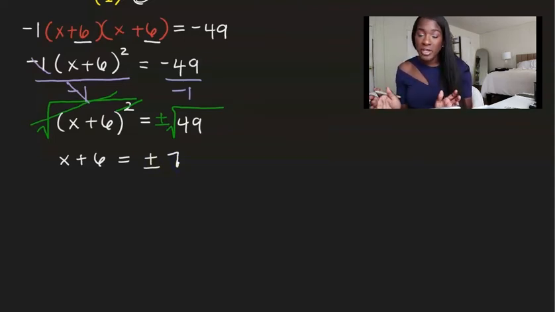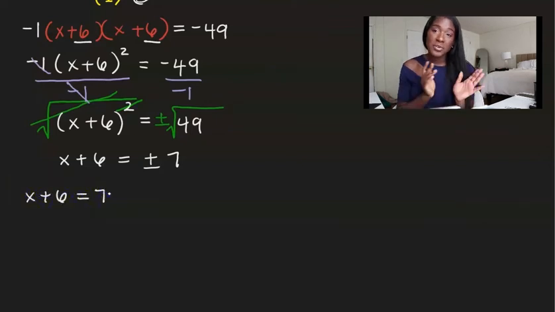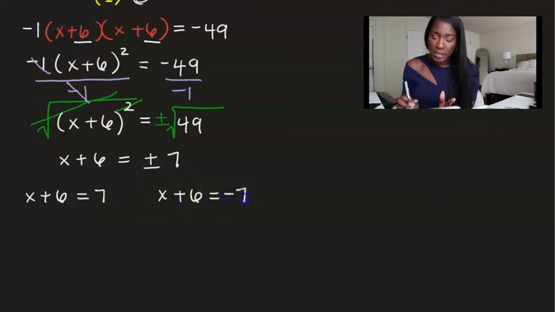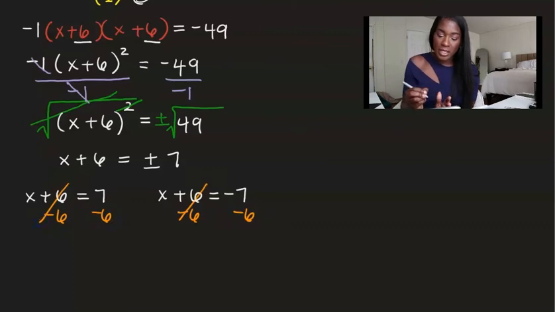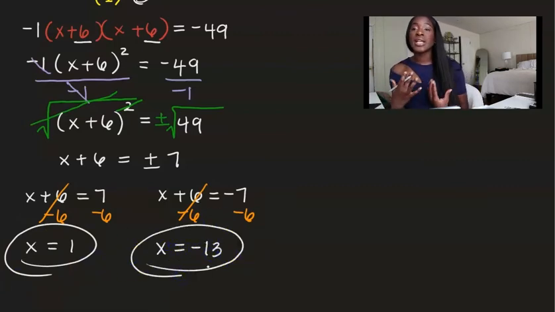So we have two separate equations to solve. This is why the plus or minus is so important, because you have to solve the equation with the plus, and you also have to solve the equation with the minus. So solving both of these, I'm going to subtract 6 from both sides of these equations, because I want to get the x's by themselves, leaving me with x is equal to a positive 1 as one of my solutions, and x is equal to a negative 13 as the other one of my solutions. And so that's how you solve a quadratic equation by completing the square or by using the square root method.